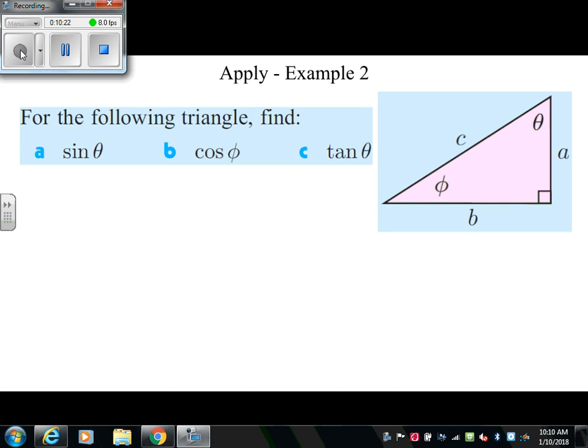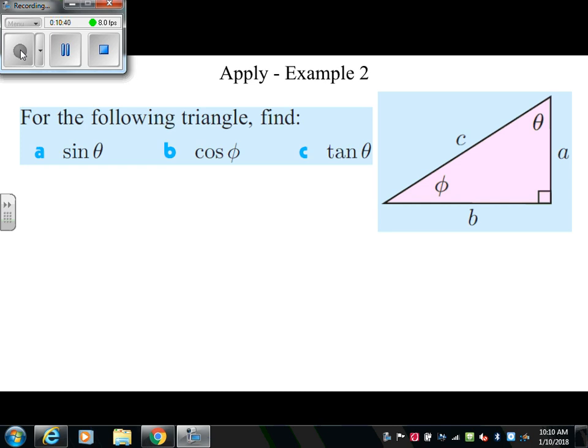So for part A, we're doing the sine of theta. And you'll notice here they're referring to both theta and phi throughout this example. So there's different symbols, and you don't even necessarily need to know what they're called. Theta comes up very common as a missing angle value. But phi, as long as you match up the symbol, that's the important thing.